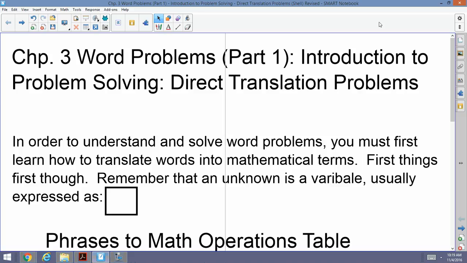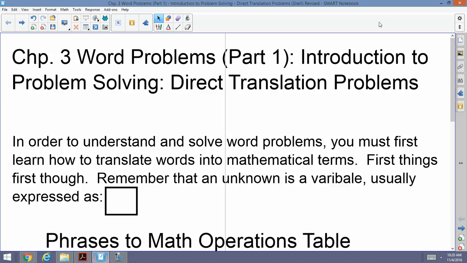Welcome back to Mr. Morrell's Algebra 2 class. Today we're going to talk about word problems, and this is just part one. I'm going to break this up into 2 to maybe even 4 parts, depending on how long it takes for me to teach each section. I'm not worried about the speed. I'm definitely worried about the content here. Today we're going to start talking about just direct translation word problems.